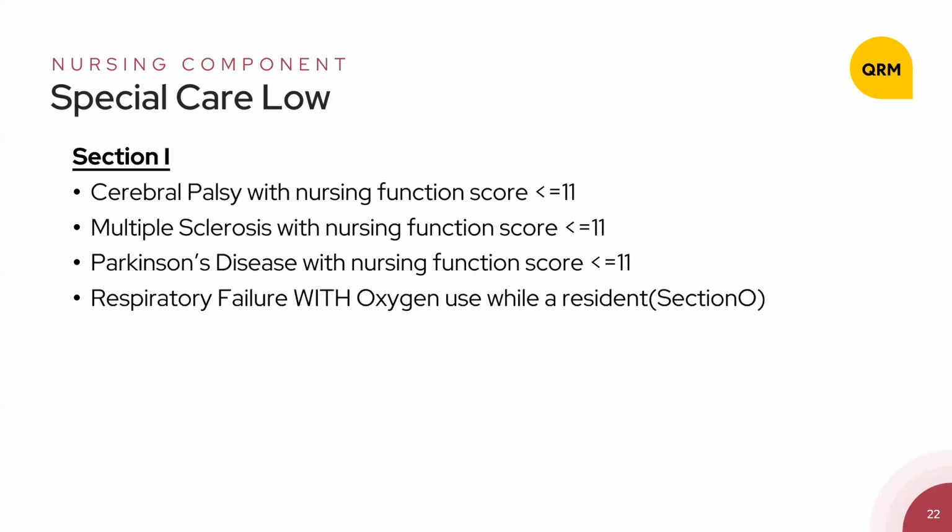So for special care low, you've got your cerebral palsy, your MS, and your Parkinson's disease, which all require a function score of less than or equal to 11. And then the other thing in section I is respiratory failure with oxygen while a resident. And the oxygen is actually captured in section O of the MDS.